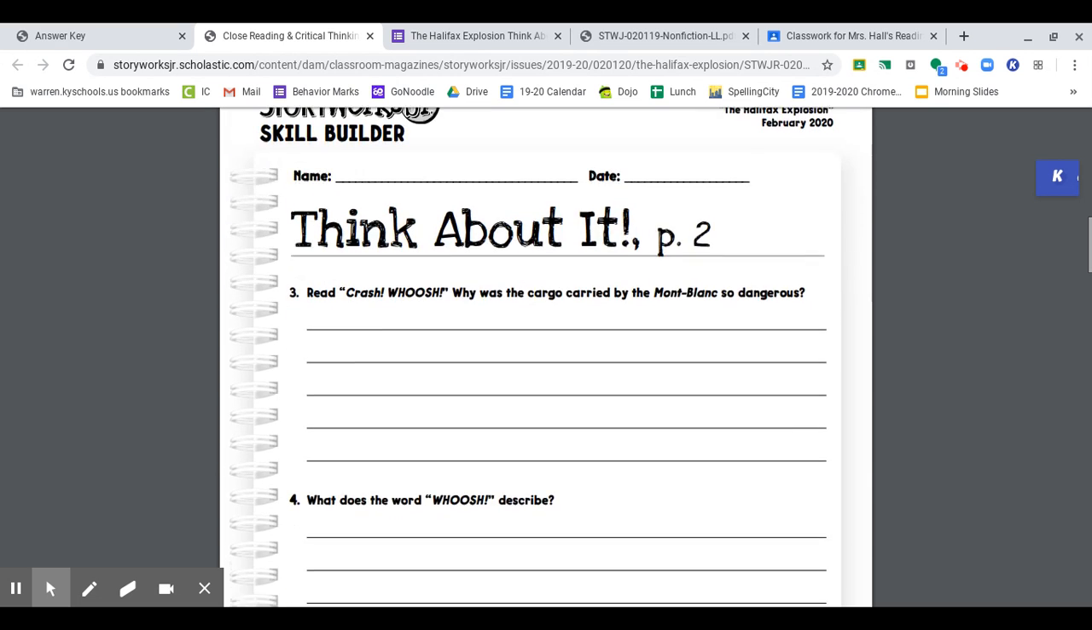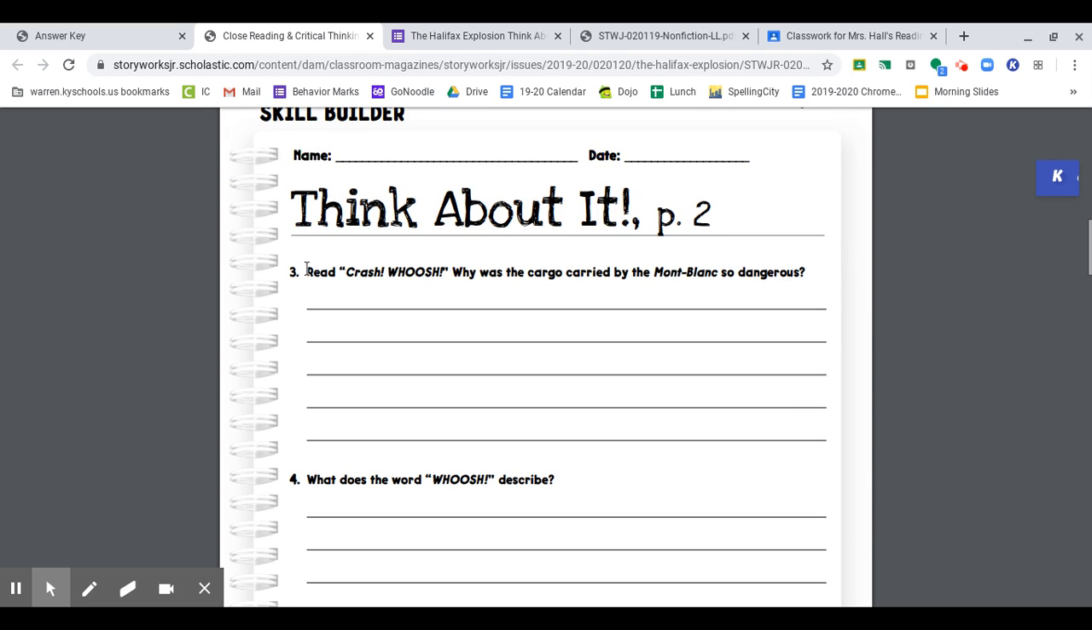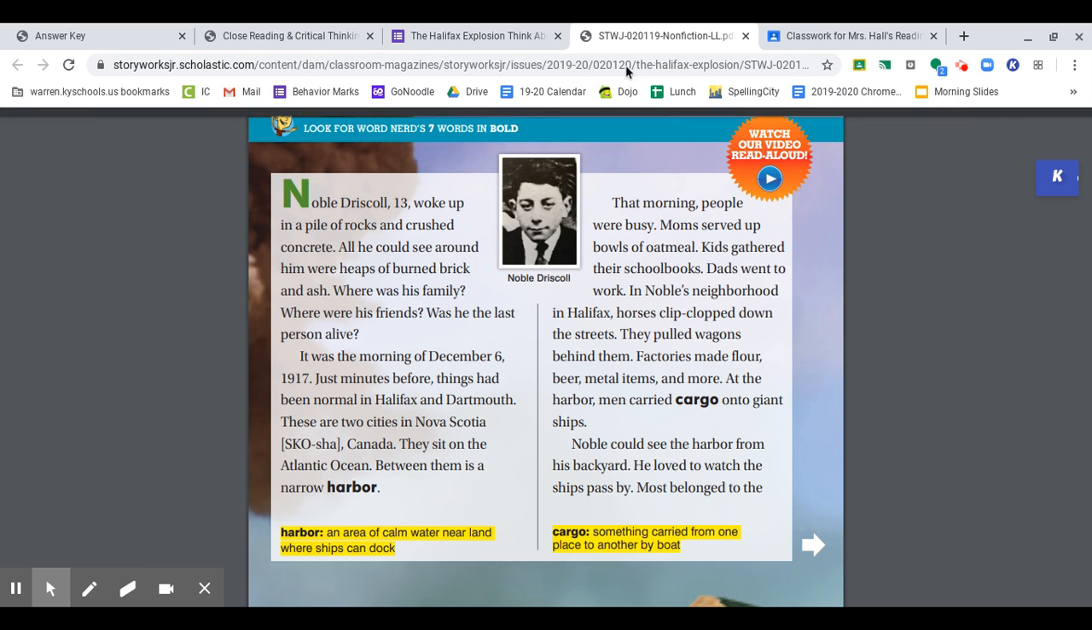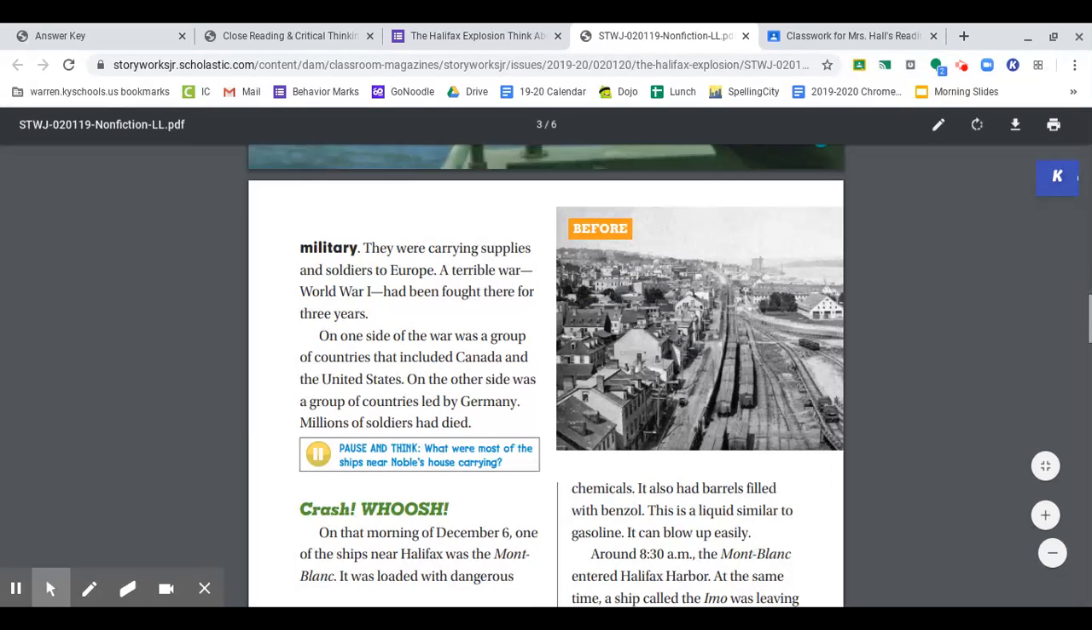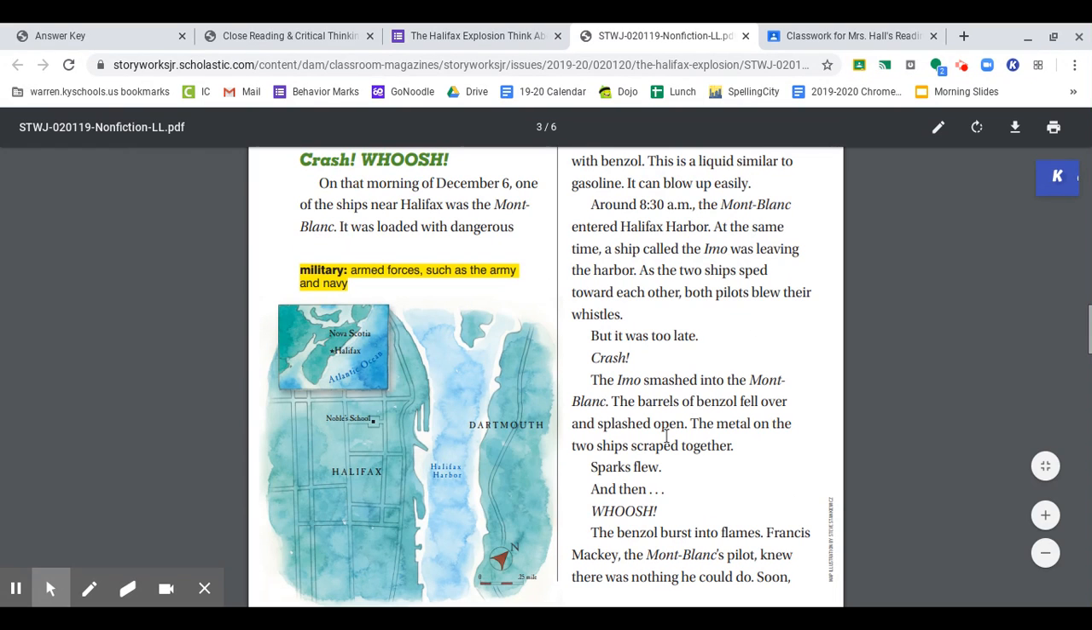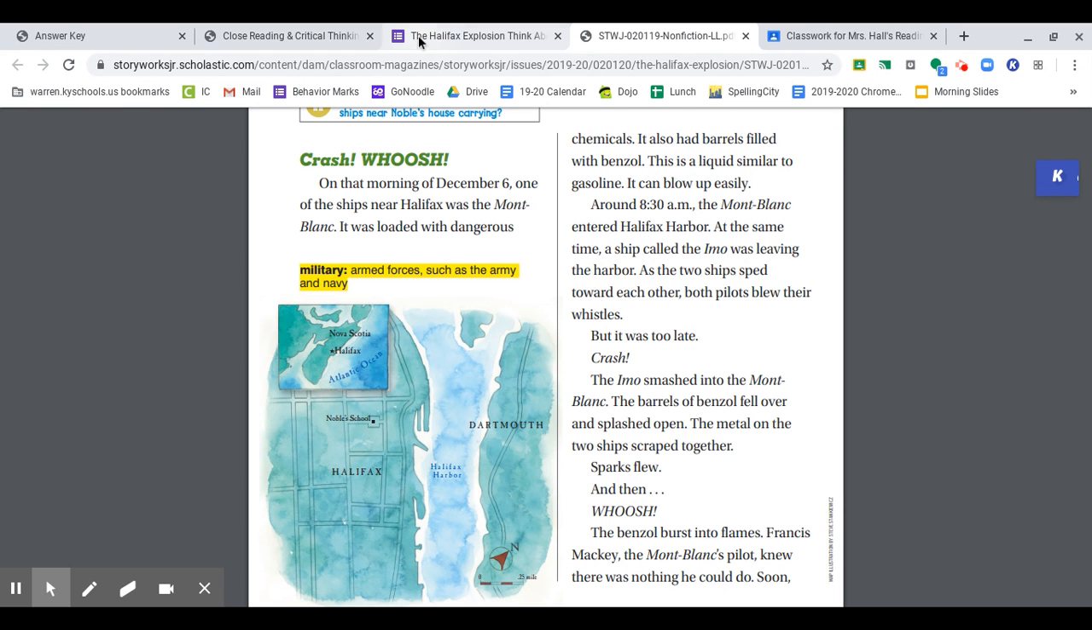Number 3 tells you the section to read. Read crash, whoosh. Why was the cargo carried by the Mont Blanc so dangerous? So you'll go to the heading crash, whoosh, right here. And in this section, it tells you what made it so dangerous after it crashed. What did it have on it? What was it carrying?